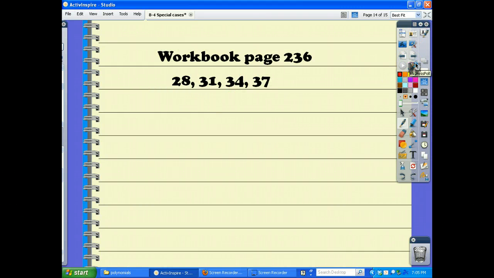All right, and again, in your workbook, page 236, if you're out of class, just do numbers 28, 31, 34, and 37 for practice. And I said you're definitely welcome to come in and check it. And that's how you square a binomial, and then you find the product of a sum and difference.